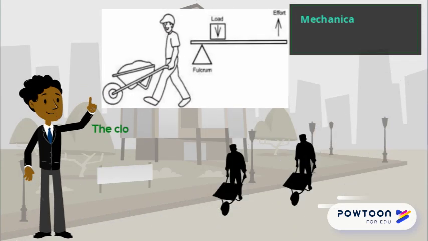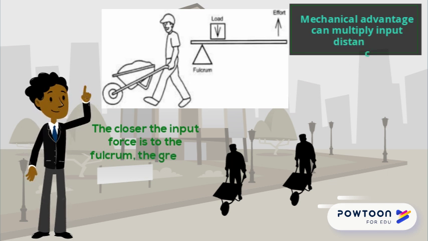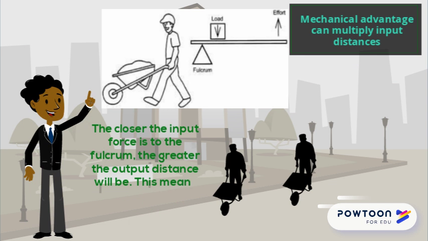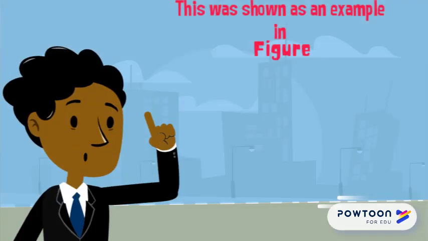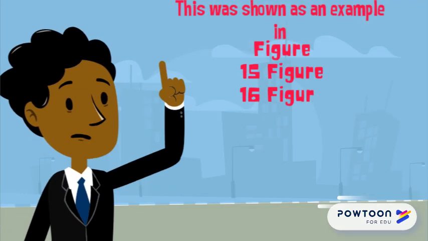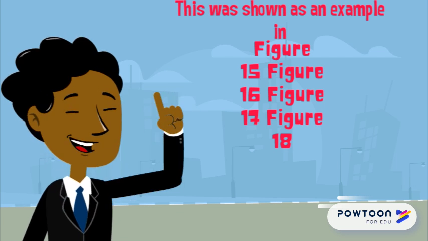But mechanical advantage can also multiply input distances. The closer the input force is to the fulcrum, the greater the output distance will be, and this means that a small distance makes a big output distance. This is shown as an example in figures 15, 16, 17, and 18.